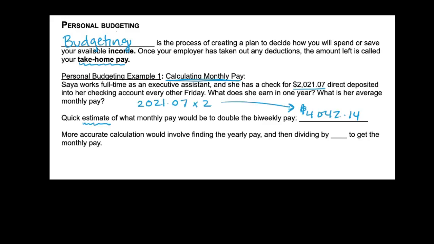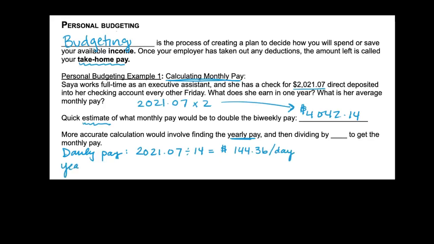A more accurate calculation would be to find how much she makes for the entire year and then divide it by 12 to get how much she gets per month. In order to find her yearly pay, we're first going to find her daily pay. We take her biweekly check and divide it by 14, since there are 14 days in 2 weeks. If we do that, we get $144.36. So this is how much Saya gets per day.